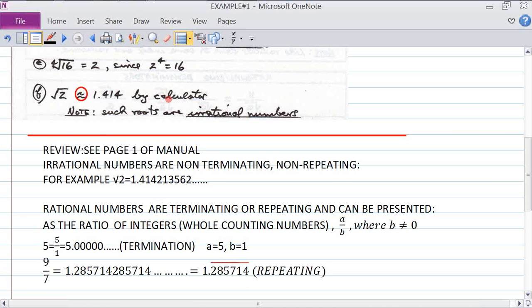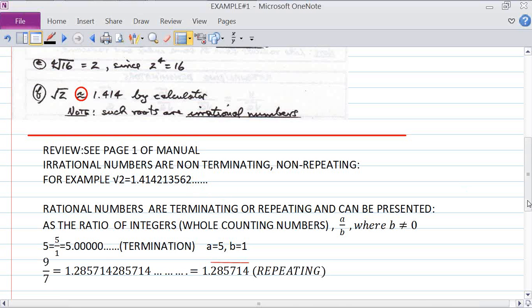So we go back over here, we can see that this number, which is really 1.41421, just keeps on going, and there's no terminating. The number doesn't end at any point. There's no 0 here that comes in.